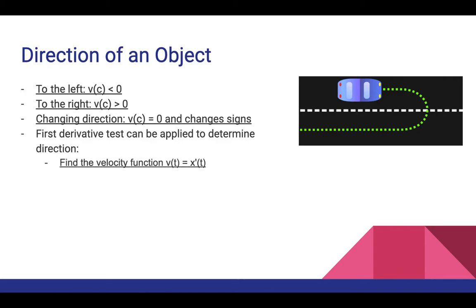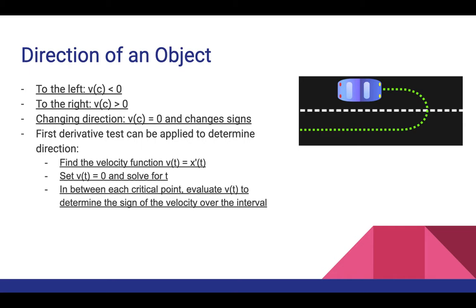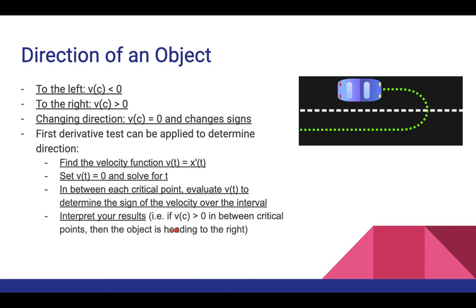The first thing we have to do is find the first derivative of our position function, or the velocity function, since velocity is the first derivative of position. The next thing we're going to do is set v of t equals 0 and solve for t. Then in between each critical point, we'll evaluate v of t to determine the sign of velocity over the interval. And then we'll interpret the results just as we did with the first derivative test. If our first derivative, in this case a velocity function, is greater than 0 in between critical points, then that tells us our object is heading to the right over the specific interval of interest.